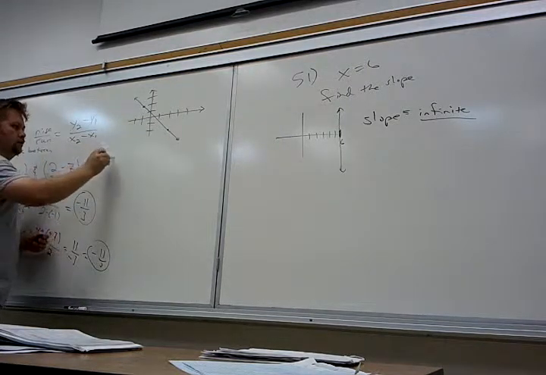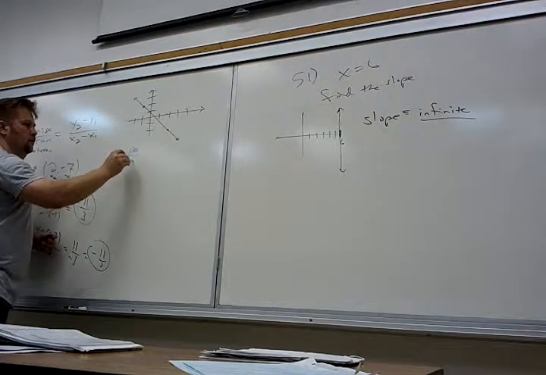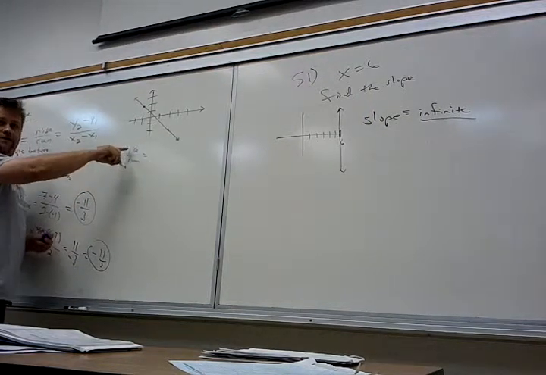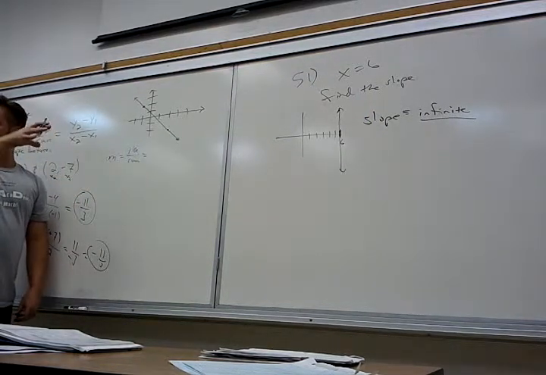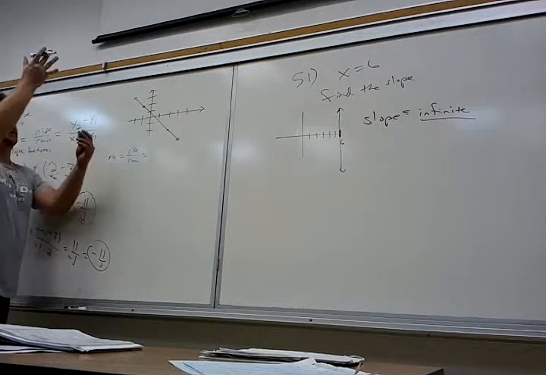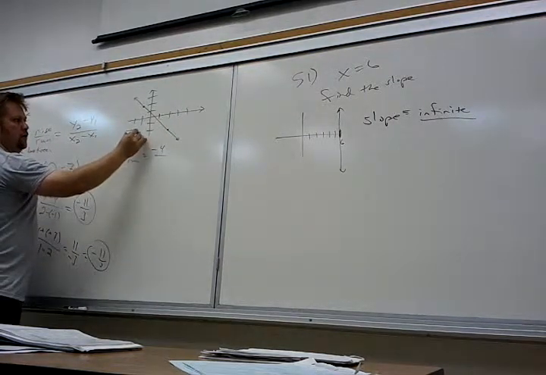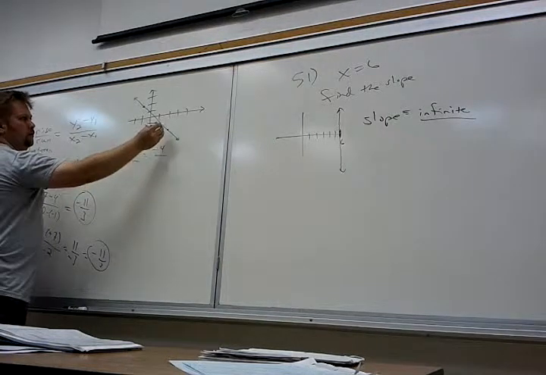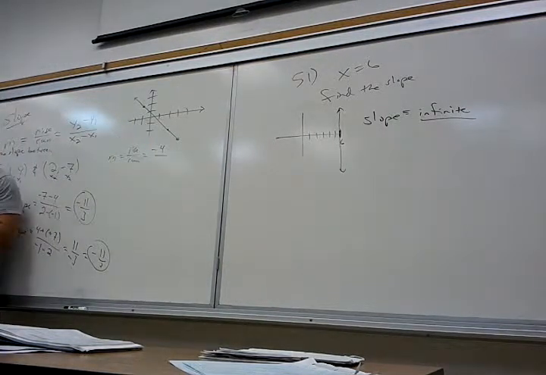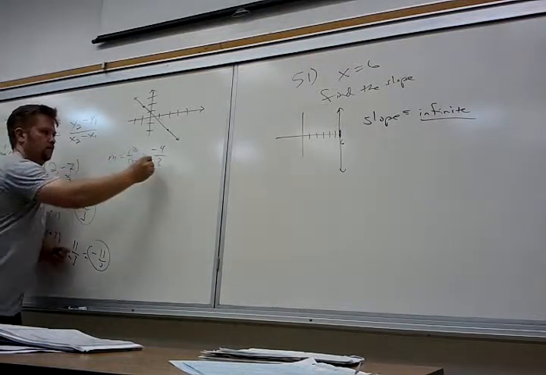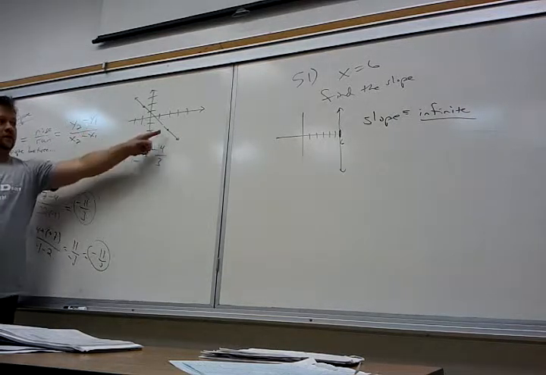So slope is rise over run. Falling is negative rising. Is that cool? That's kind of nice. It's direction. If you rise, it's up. Fall, it's down. So down 4 over how much? 1, 2, 3. Right? So over 3.